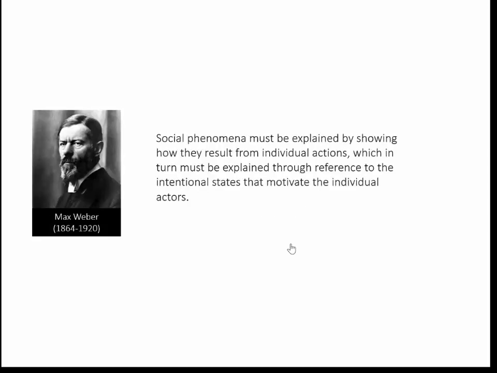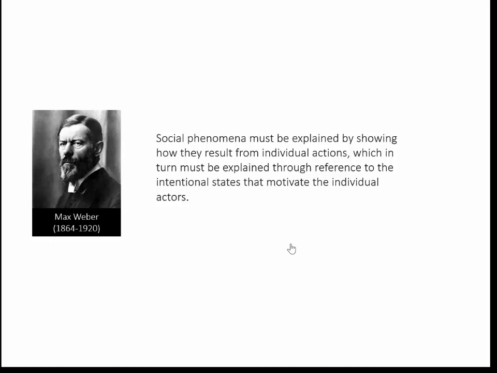Max Weber talked in a similar way. He said social phenomena must be explained by showing how they result from individual action. So social phenomena is the macro thing, whatever that is. Durkheim looked at suicide rates, and Max Weber looked at capitalism. We come back to that later on. But he says it must be explained by showing how they result from individual actions, which in turn must be explained through reference to the intentional states that motivate the individual actions.